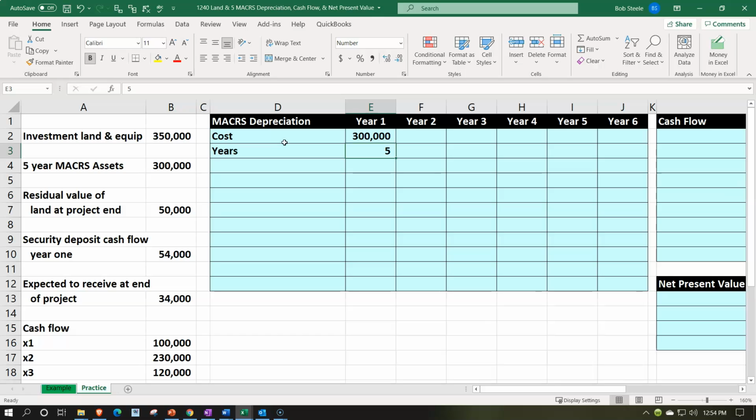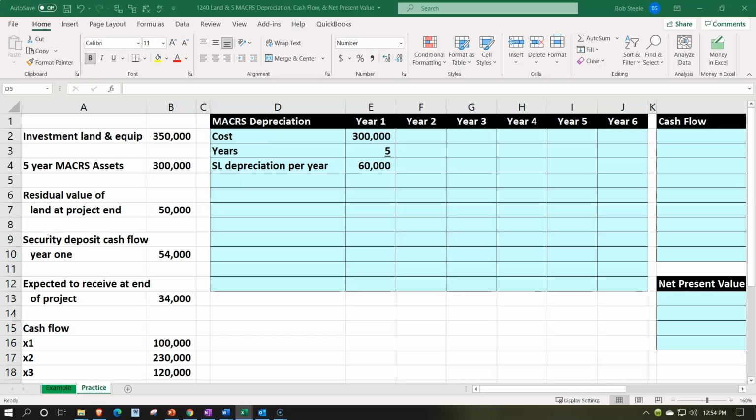It's a 5-year life thing. So font group, underline. Then we're going to say, if it was straight line, which it's not because it's MACRS, double declining half-year convention generally. But if it was straight line, 300,000 divided by 5 would be about 60,000.